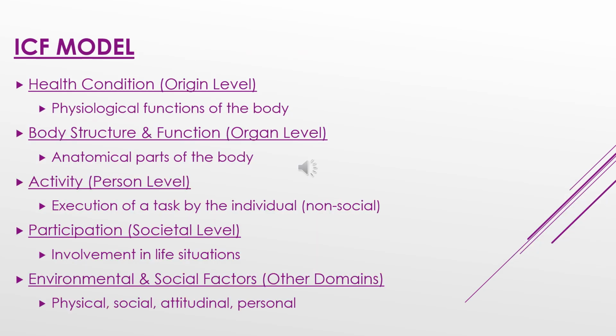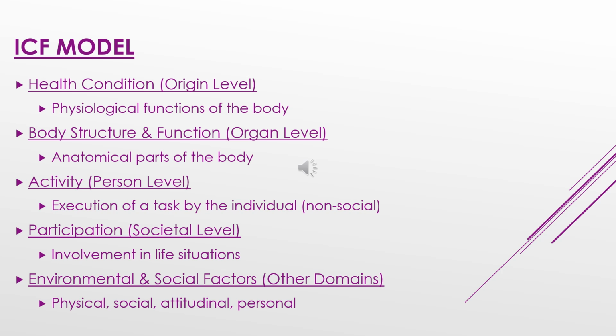So here is really where the ICF differs. We have the health condition at the origin level, so the physiological functions of the body; structure and function at the organ level, so the anatomical parts of the body, what systems, what body parts, etc. The activity at the personal level, so the non-social tasks that the individual is looking to execute or have as part of their lives, right?